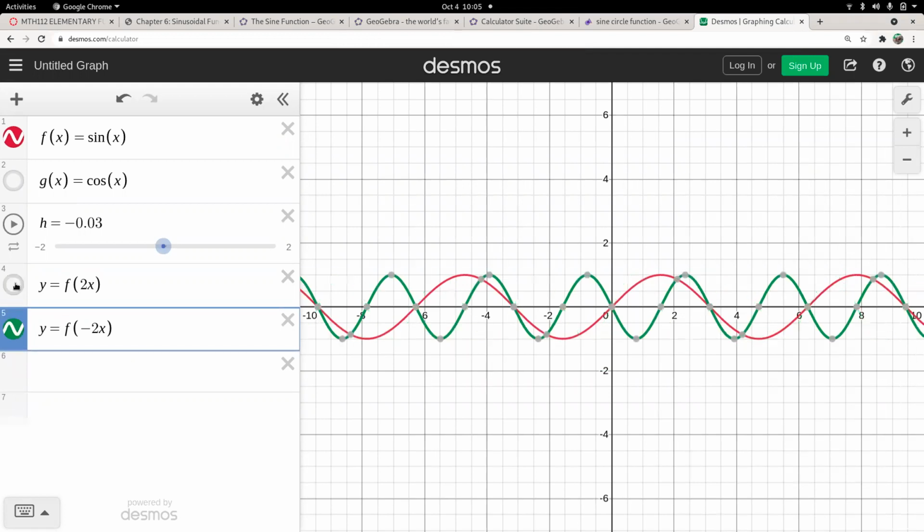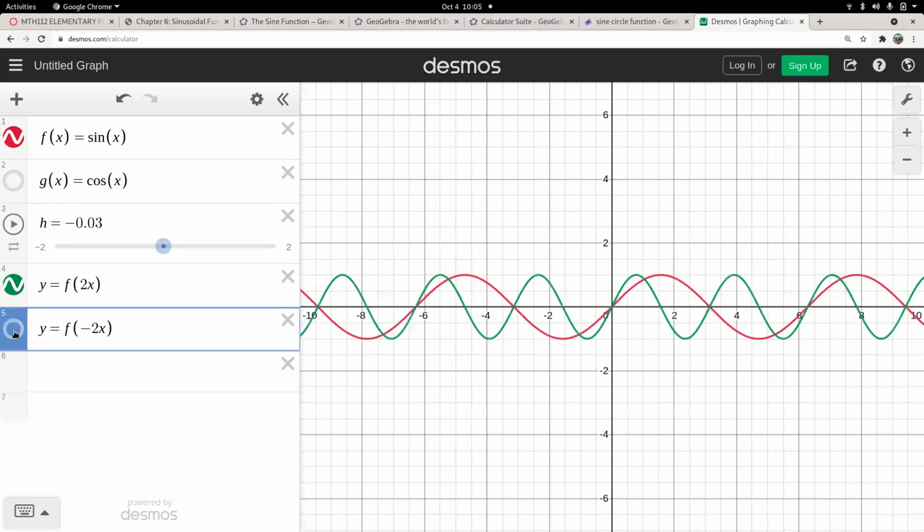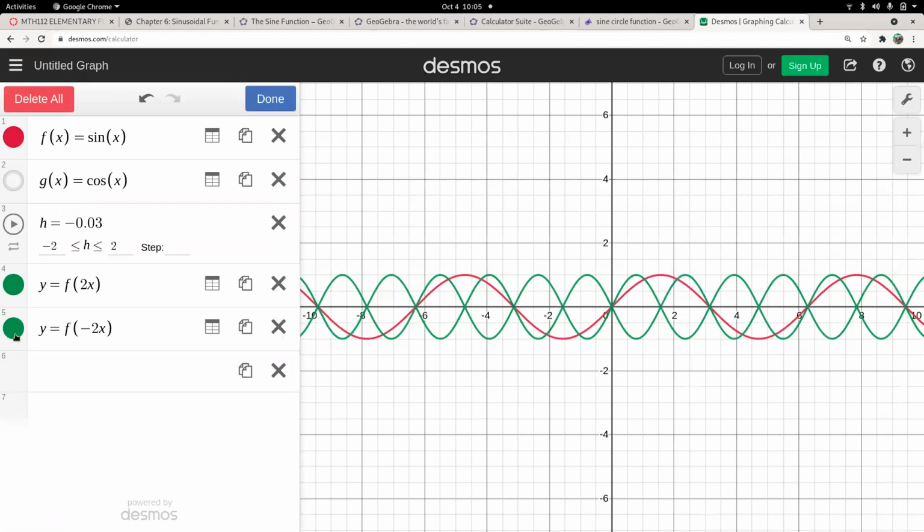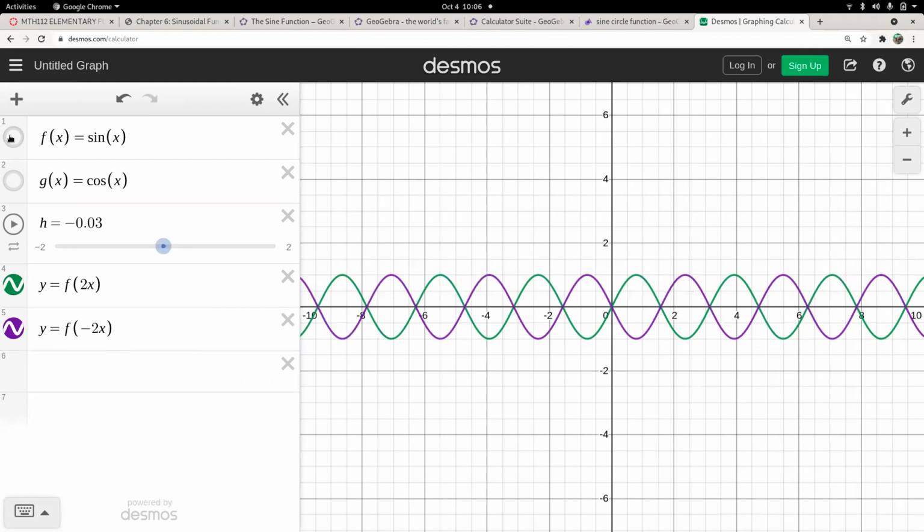So turn this one off for a sec. There's that squished wave. But this negative is a squish and a flip around the y-axis. So let's pick a new color for this one so we can see that better. How about purple? Sure. If we turn off the sine for a second, I can see the green and purple waves. The purple is taking that green wave and rotating it about the y-axis, which is a horizontal flip.